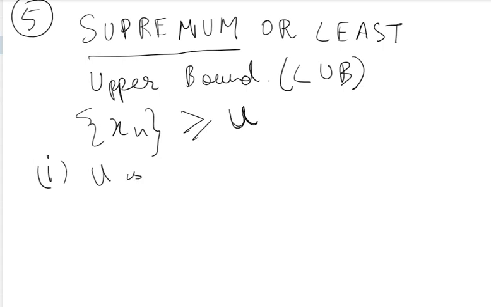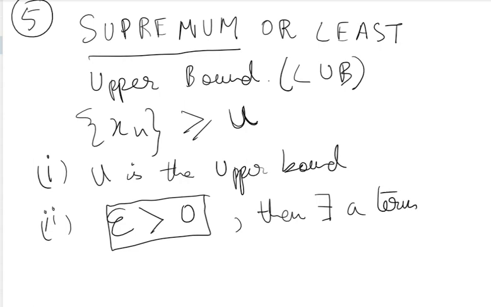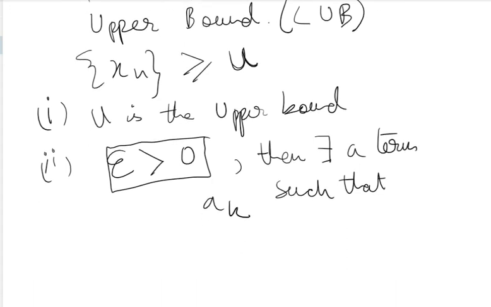u is the upper bound. And so let's say we take any epsilon greater than 0, any number epsilon, but epsilon has to be greater than 0, it cannot be less than 0. Then there will exist a term ak such that u minus epsilon will be less than ak.